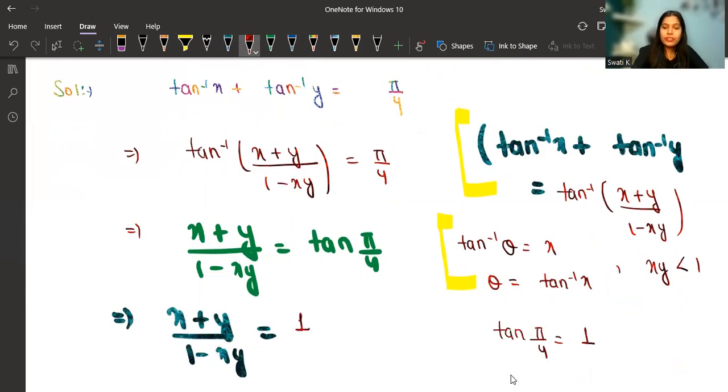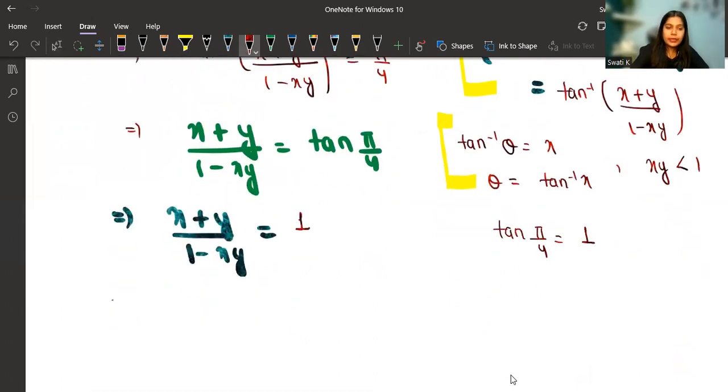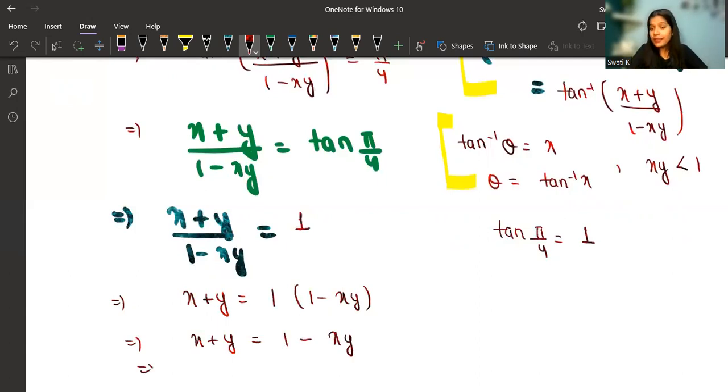So it is 1. Now if I just do the cross multiplication, it becomes x plus y equals 1 into 1 minus xy. And clearly this will become x plus y equals 1 times 1 is 1 minus xy only. Now, because we want to find the value of x plus y plus xy, so I'm going to shift this minus xy from the right-hand side to the left-hand side. So this will become x plus y plus xy equals 1. And this is what we wanted to find, the value of x plus y plus xy. And the value we got is 1. So yes, this is the answer.